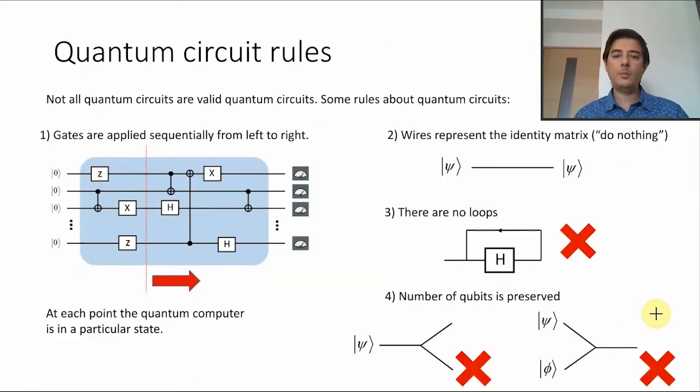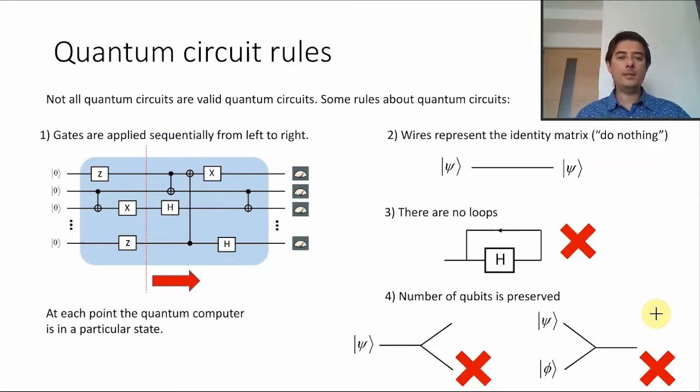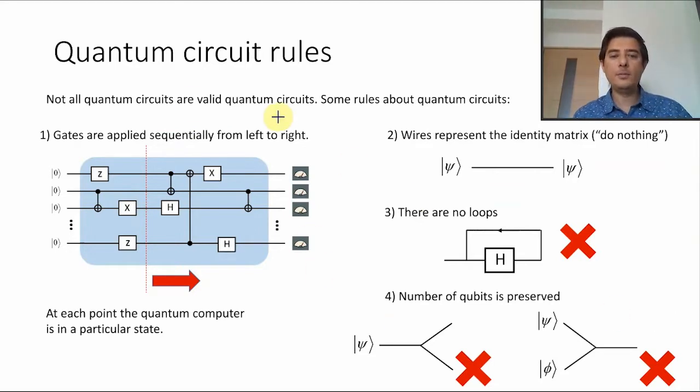Before we talk about this general form, let's talk about what rules you can and are not allowed to have with quantum circuits. You can't just do anything with a quantum circuit. We still have a few restrictions and conventions. Firstly, the gates are always applied sequentially from left to right.